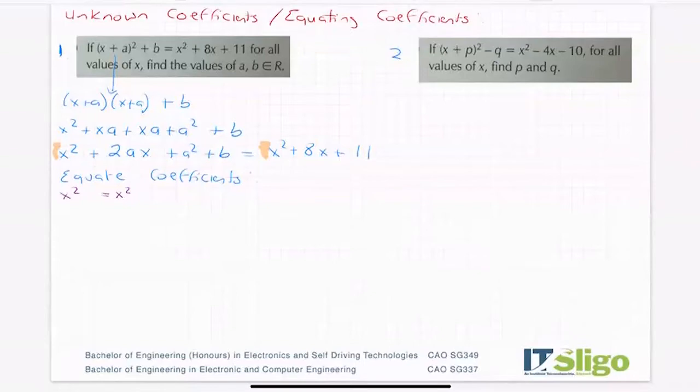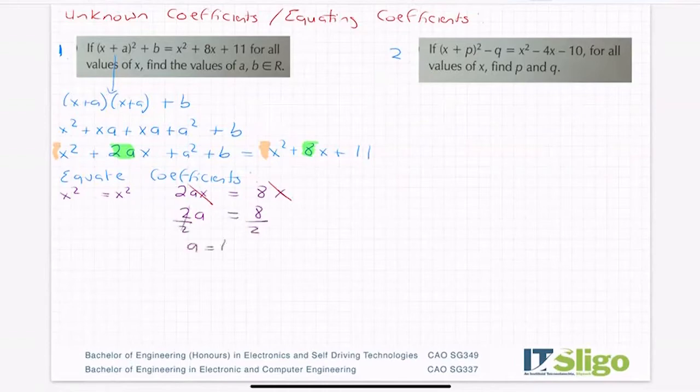The other thing that I'd write down is that 2a must be equal to the 8. So what am I doing there? I'm equating the coefficients of the x. You can write down, if you wish, 2ax is equal to 8x, and then just cancel out the x's, maybe in a different color, so that you have 2a being equal to 8. Divide by the number in front of the letter, and a is 4.